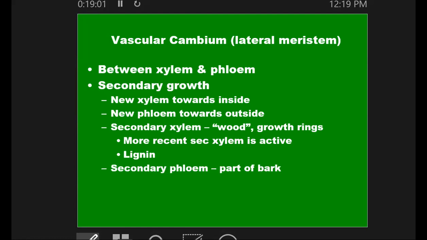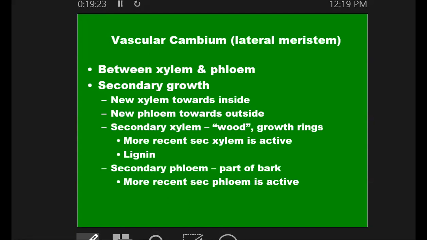Then to the outside of the vascular cambium is that secondary phloem. And technically that's part of the bark tissue. So when we look at bark, which we will in this slide set, the definition of bark is everything to the outside of the vascular cambium, which includes phloem. So phloem is actually part of the bark. We'll look at that in more detail.